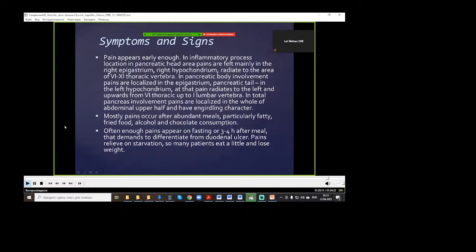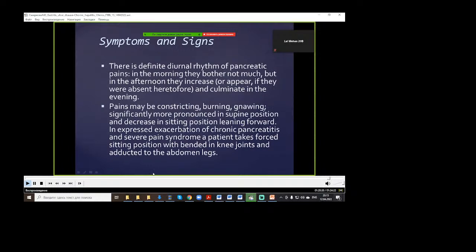Often enough, pains appear on fasting or 3 hours after a meal. That demands differentiation from duodenal ulcer. Pain is relieved on starvation, so many patients eat a little and lose weight. There is a definite diurnal rhythm of pancreatic pains. In the morning they bother little, but in the afternoon they increase, or appear if they were absent before, and culminate in the evening.